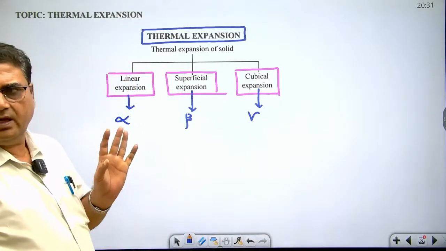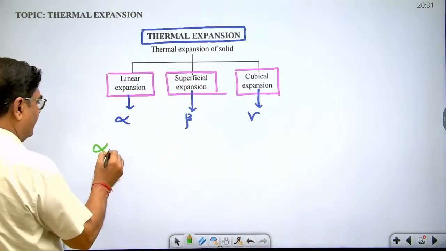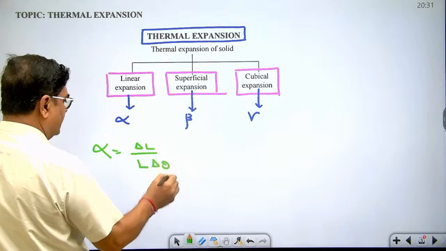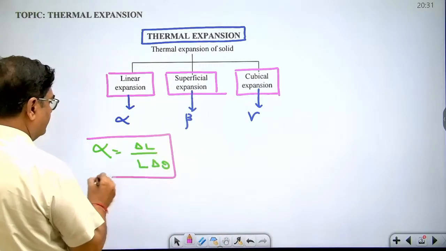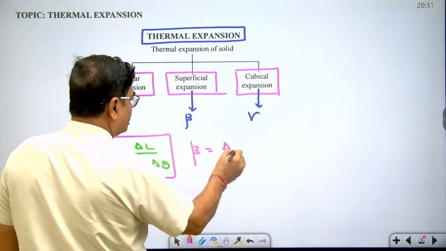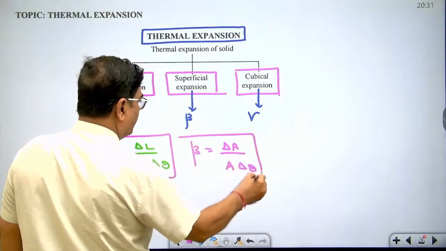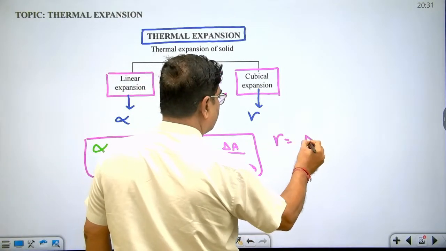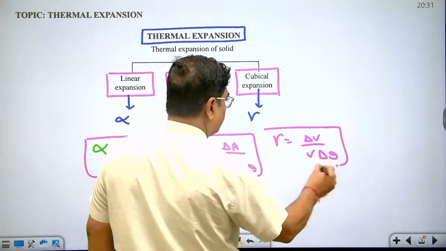Dear student, how is alpha defined? Alpha is defined as change in length per unit change in temperature. Unit is per degree centigrade. How is beta defined? Change in area per unit change in temperature. How is gamma defined? Change in volume per unit change in temperature.